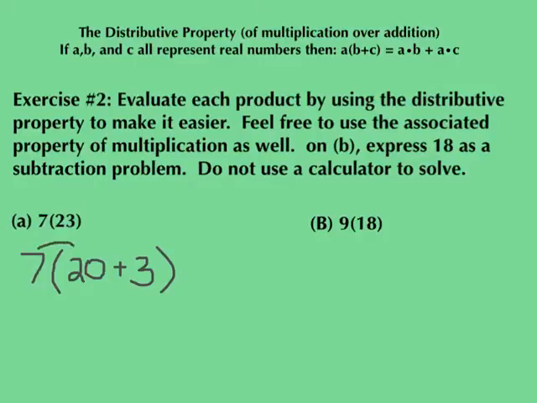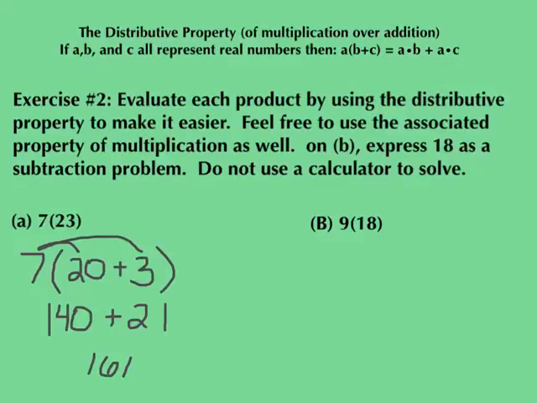You all can solve 7 times 20. And the easy way to think about that is 7 times 2 is 14, and you just put the 0 in afterwards. So 7 times 20 is 140, plus 7 times 3, which is easy, which is 21. Now all I have to do is 140 plus 21, which gives me 161. This makes mental math a lot easier.